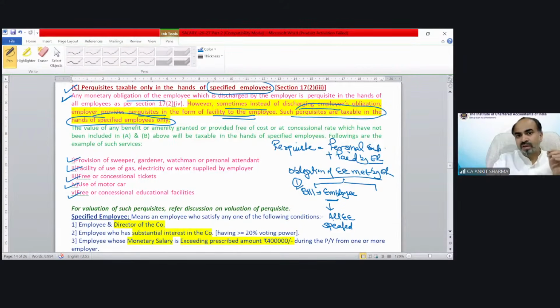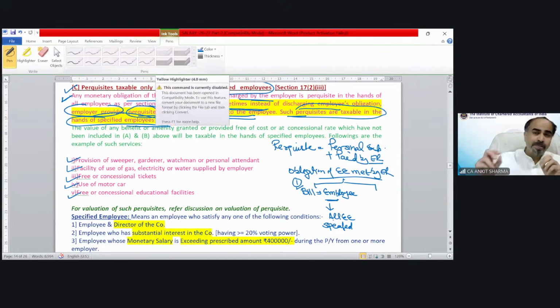This point you will find in your study material. This is explaining this: any monetary obligation of the employee which is discharged by the employer. Discharged by the employer means that the expenditure must be in the name of the employee. I have just made the chart to make you understand in simple language. This is the technical language, that if the employer is discharging your liability, it means a bill in your name or of a person appointed by you. And the second line says, however, sometimes instead of discharging the employee's obligation, the employer provides a perquisite. So that means in this case there is no bill in the name of the employee because the employer himself is providing that benefit to you. Such perquisites are taxable in the hands of a specified employee.